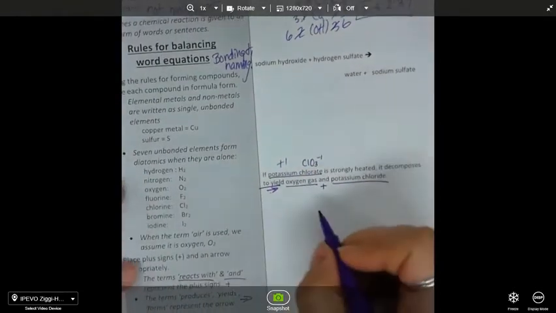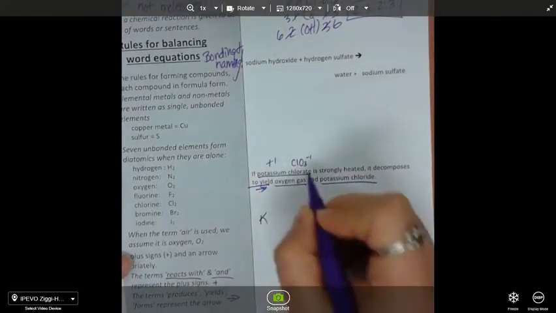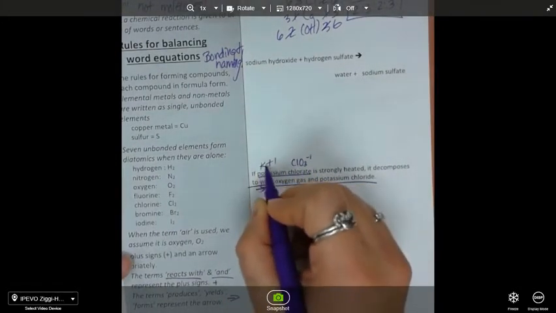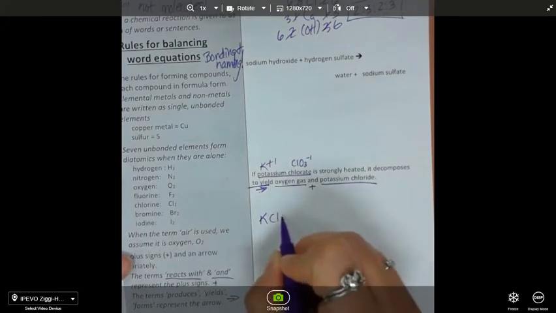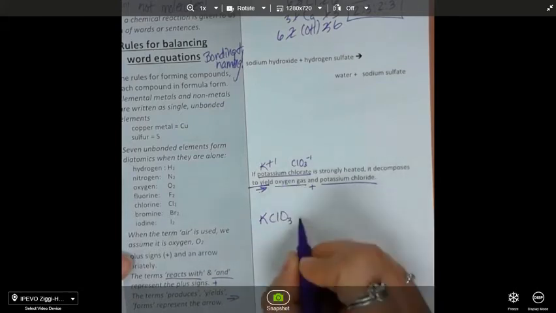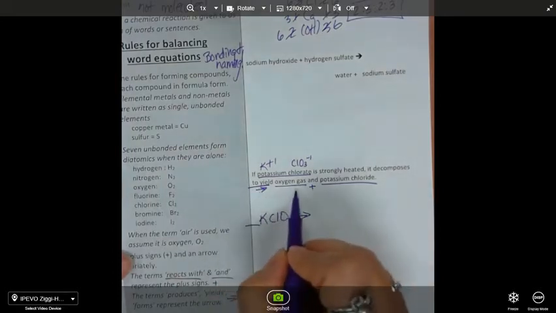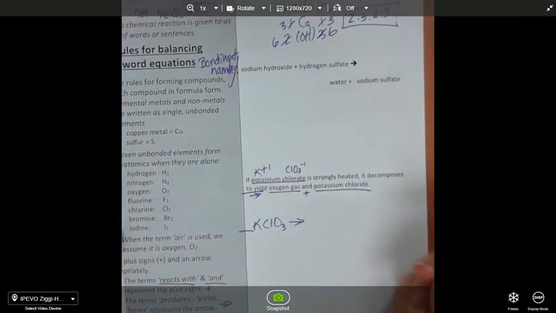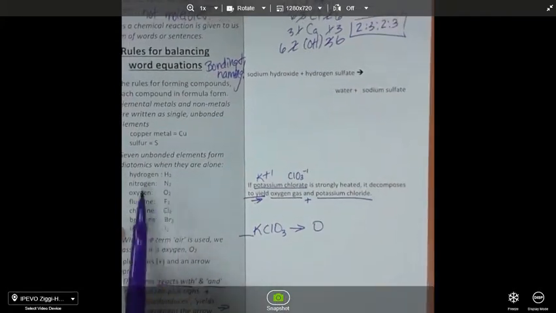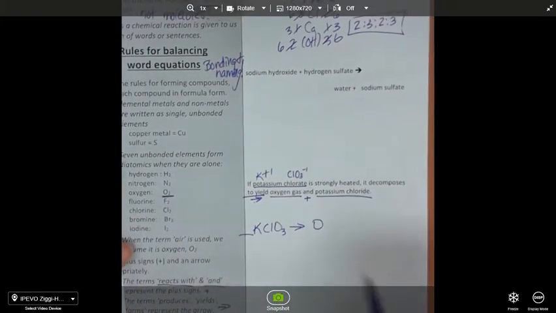Okay, so I'm going to start writing that out. I have K, and since these cancel, K +1 and ClO3 -1. Then I have nothing else, so I have my arrow. Don't forget to put the line. Then we have oxygen gas. Now, oxygen gas is just oxygen, right? But can I just write oxygen like that? No, it's a diatomic. I have to write oxygen as O2, all right?